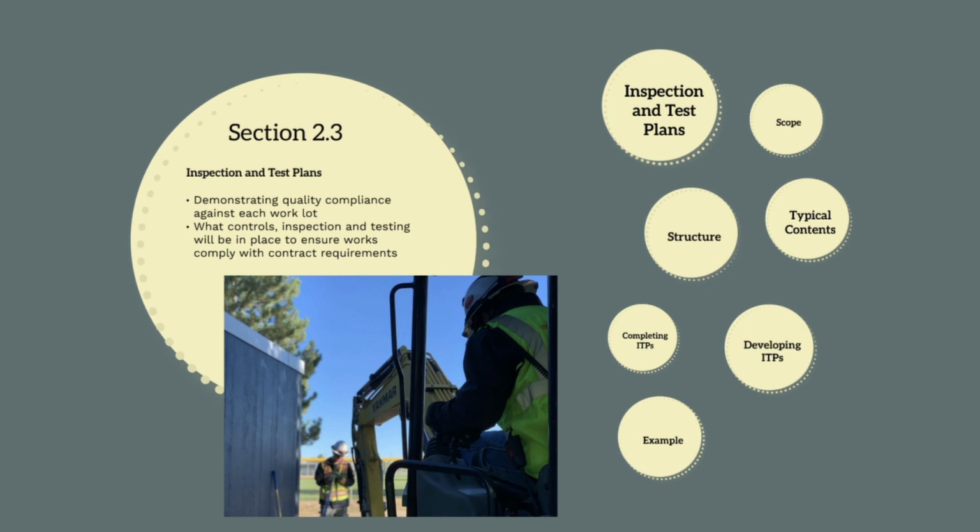as a junior engineer. In this section, we'll cover what inspection and test plans are, and the scope, structure and contents of an ITP. Then we'll talk about the process for developing an ITP, followed by a discussion of how to complete and close out ITPs. Finally, we'll go through an example ITP, followed by an exercise where you guys can have a go at drafting your own.